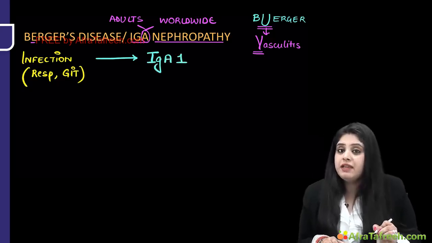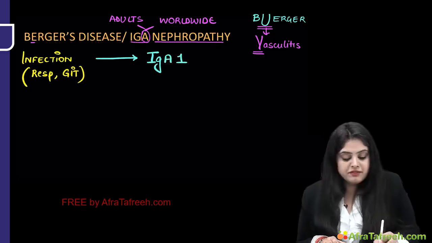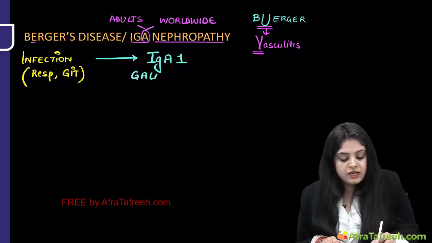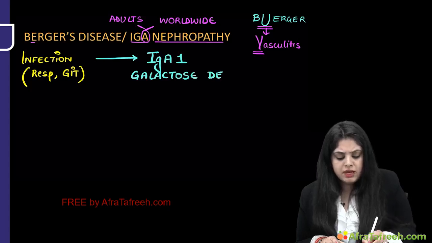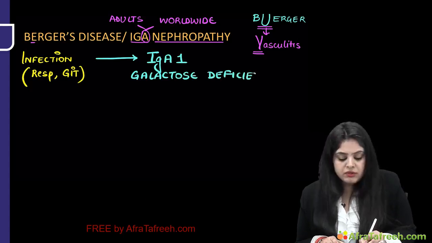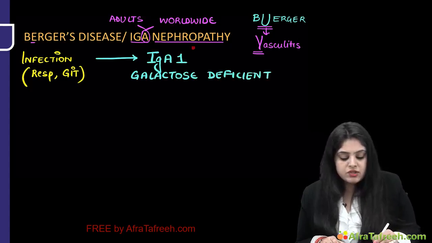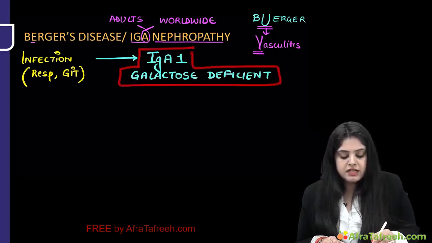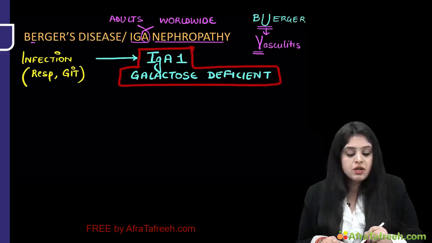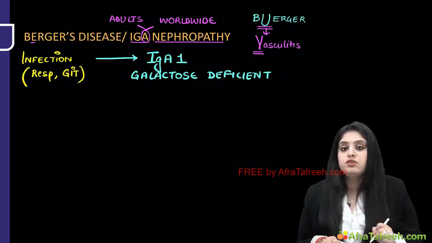There is an IgA1 form that your body starts making after these infections, which is galactose deficient. Now you'll ask me why? We don't do that all the time. I mean, we get infected with so many things on a daily basis. Do we actually sit down and make this kind of an antibody which is galactose deficient? We don't do that. Why are these patients showing you that?